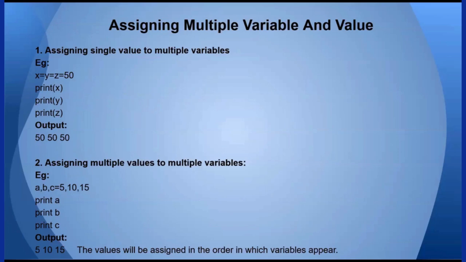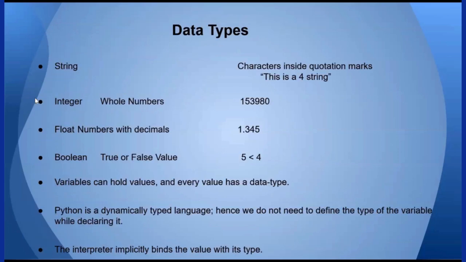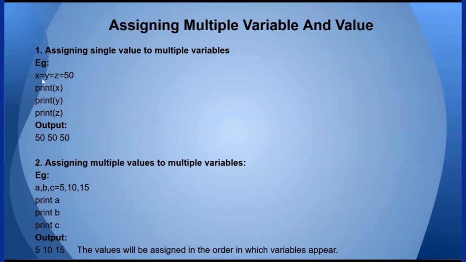Now, if you have to assign a single value to multiple variables, you can write like this: x equals y equals z equals 50. So 50 will be assigned to all 3 variables. If you have to assign multiple values to multiple variables, you can write like this: a, b, c equals 5, 10, 15. So 5, 10 and 15 will be assigned in an ordered manner. That means A will be assigned 5, B will be assigned 10 and C will be assigned 15. Correct? So these are the variables.